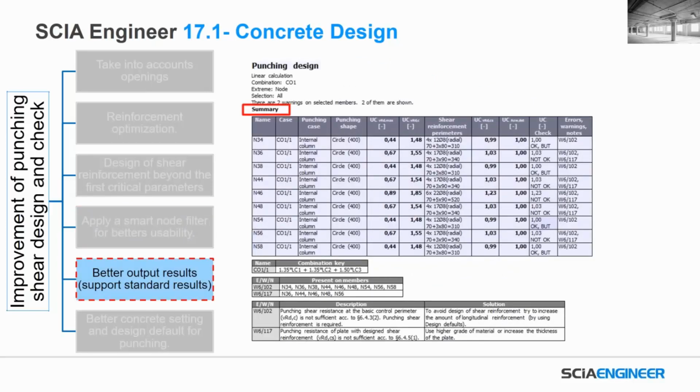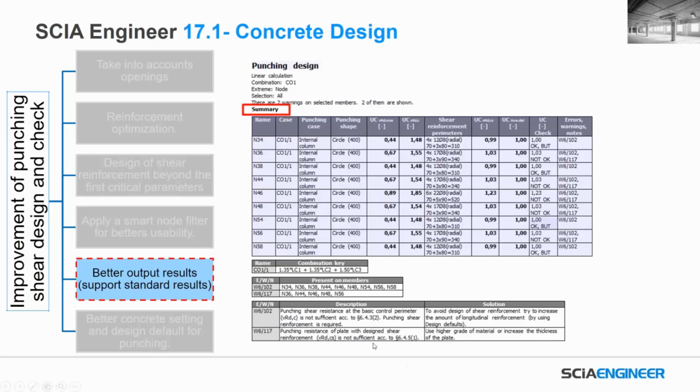We've also improved the output results. In this summary output, which is just standard output, we see some better information for the shear reinforcement perimeters, the unity checks, the check if it's okay or not okay, and also the errors, notes, and warnings. So really the information that the check is providing based on what's happening. So okay, it's not okay, but why is it not okay? What are we struggling with, right?